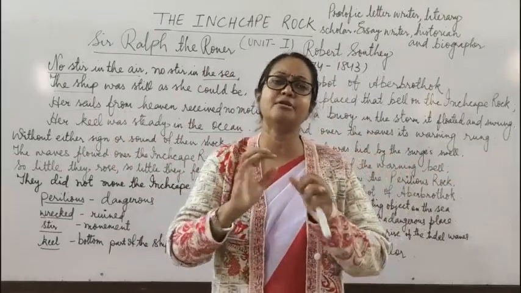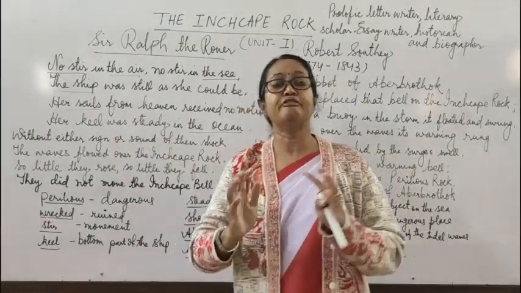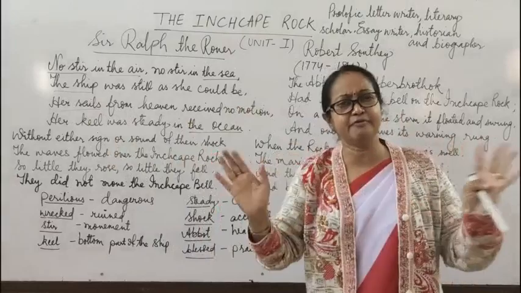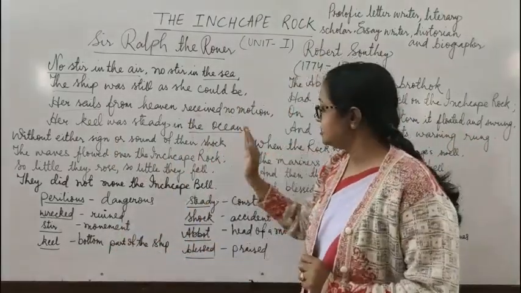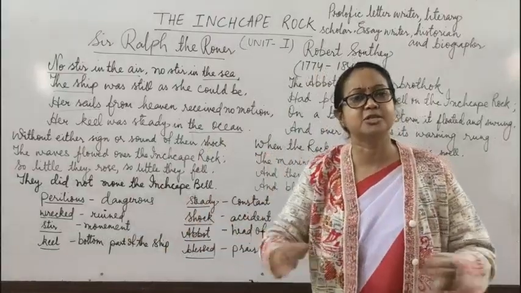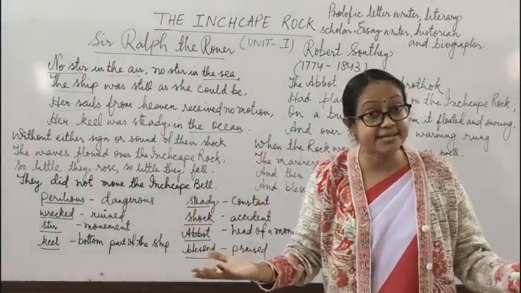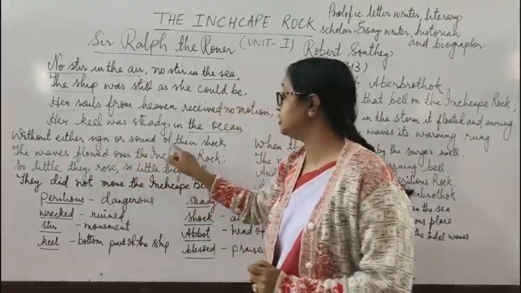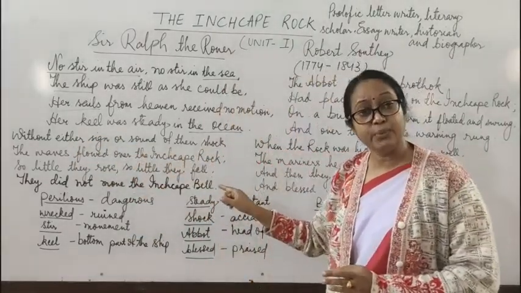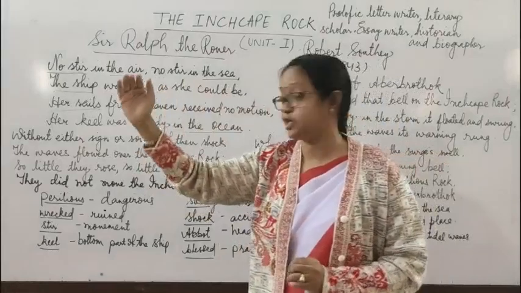The poet has already given us a picture of stillness, that everything was still. There was no motion. There was no movement. And so there was no chance or sign or symbol of any accident in the sea. The waves flowed over the Inchcape rock. The waves, they were flowing over the Inchcape rock.